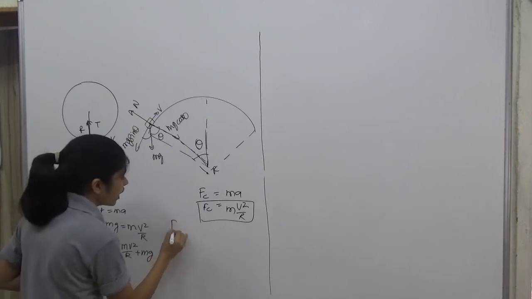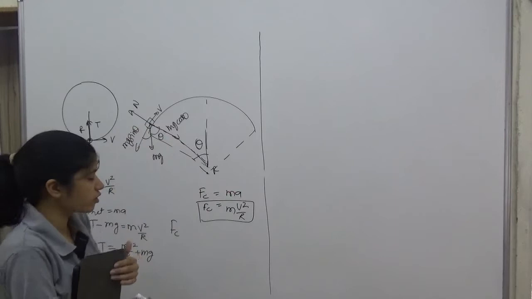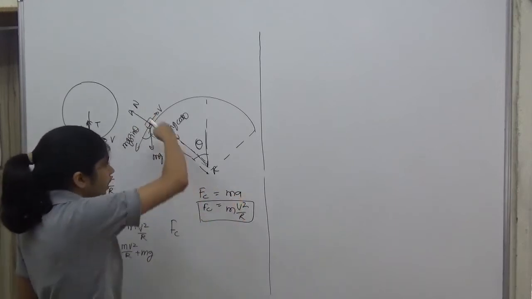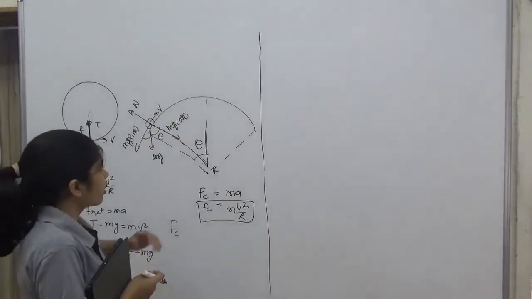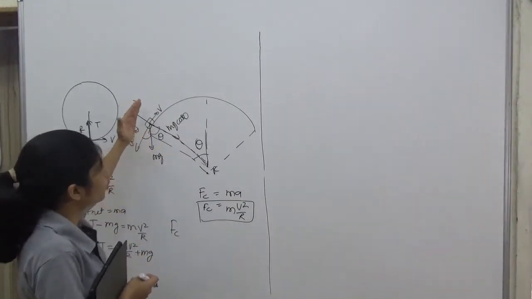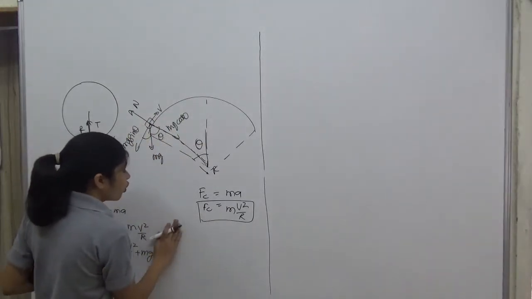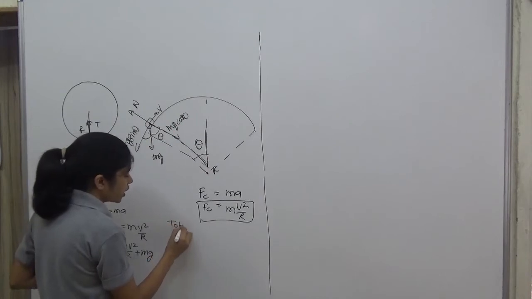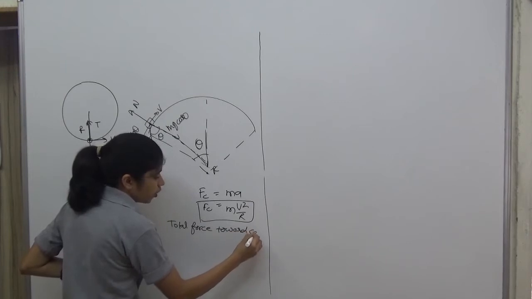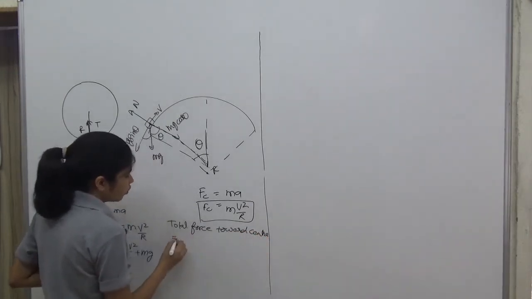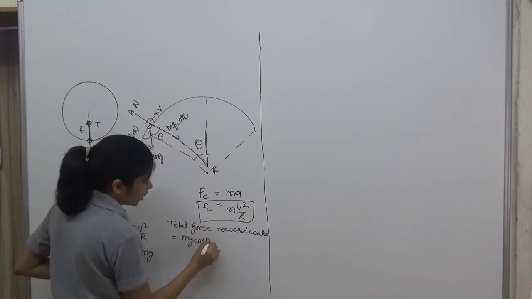Now force in the radial direction will be how much? Mg cos theta. This mg cos theta is pulling the body towards center. So it will help the body to move on this circular path, and this is away from the center. So what we'll write? Total force towards center of the circle will be equal to how much? Mg cos theta minus n.